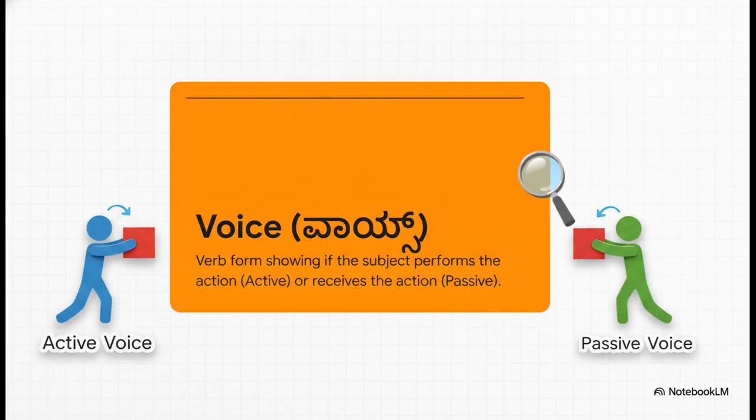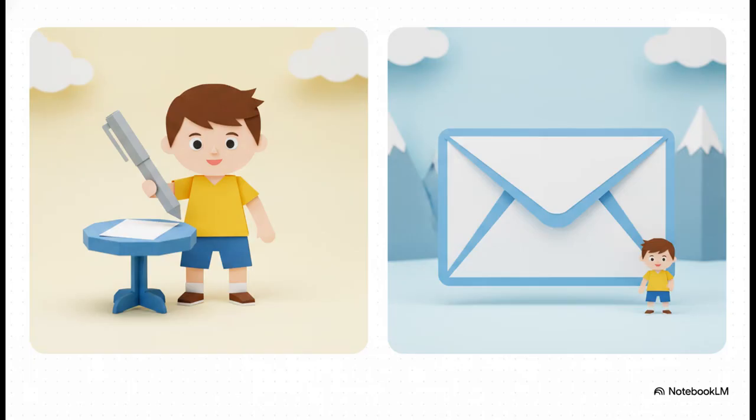I love having these bilingual touchstones, by the way. Grounding these concepts in Kannada just creates such a highly accessible, inclusive way to learn. It really clicks. Active means the subject is the doer. Passive means the subject is the receiver. Simple as that.